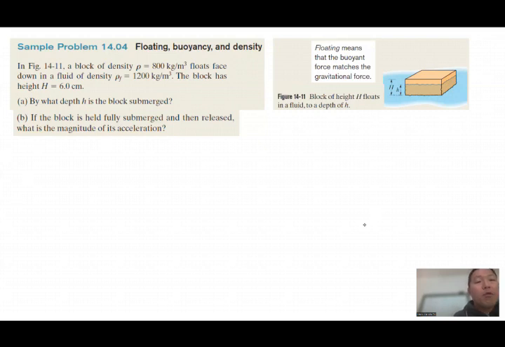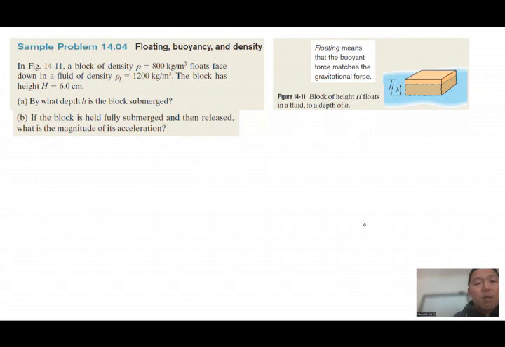Sample problem 14.04: floating, buoyancy, and density. In figure 14-11, a block of density ρ = 800 kilograms per cubic meter floats face down in a fluid of density ρ_f = 1200 kilograms per cubic meter. The block has height H = 6 centimeters. First question: by what depth h is the block submerged?